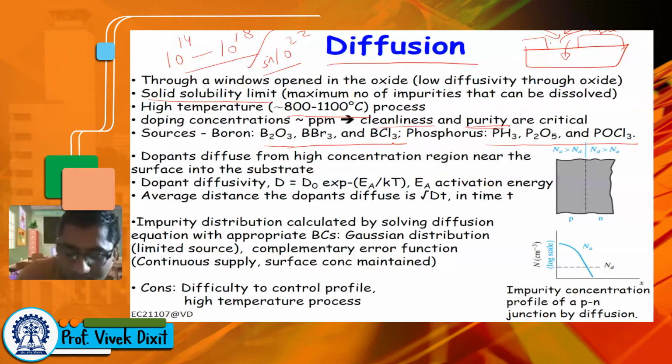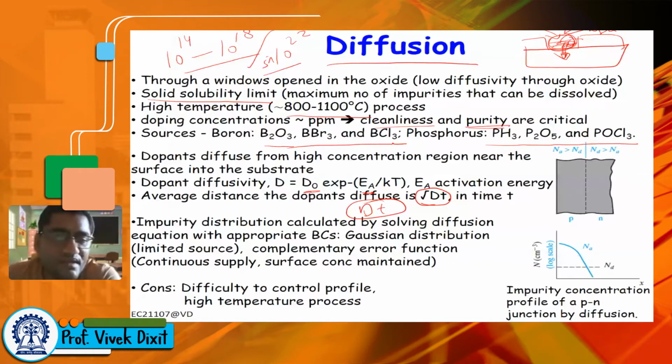Now either you can deposit a layer with some carriers, apply heat treatment, and they will diffuse. Or you can maintain a constant gaseous concentration of these dopants, and they will diffuse through the surface. This dopant diffusivity is expressed by the Arrhenius equation, where EA is the activation energy and D naught is the coefficient of the diffusivity. If you apply this for a certain time t, the average distance these dopants will diffuse is root Dt. It's very similar to carrier diffusion, where the diffusion length is root Dt. And Dt is also called the thermal budget. D is basically controlled by the temperature. At higher temperature, diffusivity will be more.